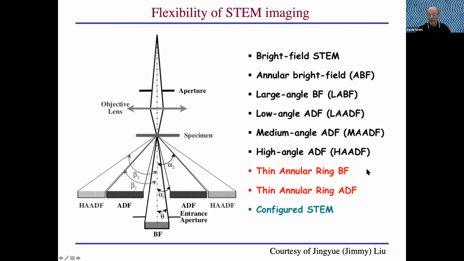And Jimmy Liu and others have pointed out one of the advantages of STEM is that you now have a lot of flexibility. You can change the size of the aperture. You can just do bright field. You can have a large angle bright field, annular bright field. You can have various flavors of high angle annular dark field, medium, low angle. You can have annular rings.